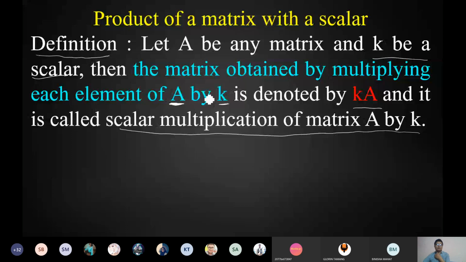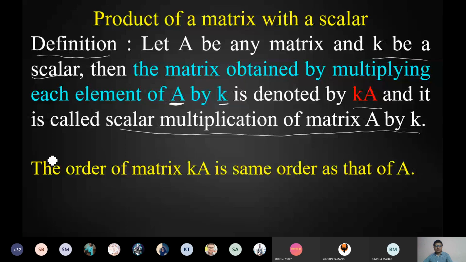Okay, I hope you copied it. Let me go to the next slide. One more thing is here. The order of the matrix Ka is the same as that of A. The order does not change. If you multiply any matrix with a scalar, then the order of the matrix does not change. That is, it remains the same.